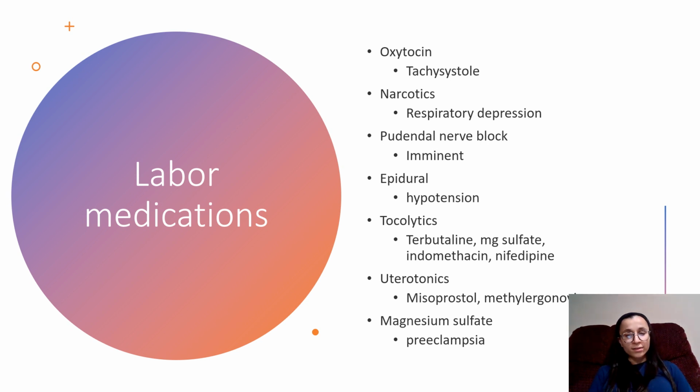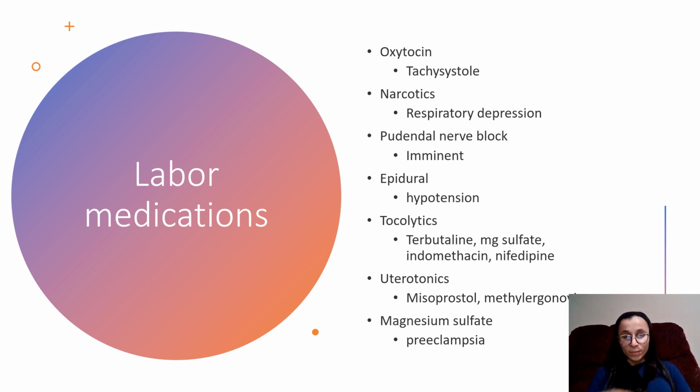The next one is narcotics. So remember, mom's going to be in a lot of pain, so you want to give narcotics. But with all narcotics in general, not just for pregnancy, you want to watch out for respiratory depression. So you want to give it at the peak of contractions, so less narcotics get to the baby.